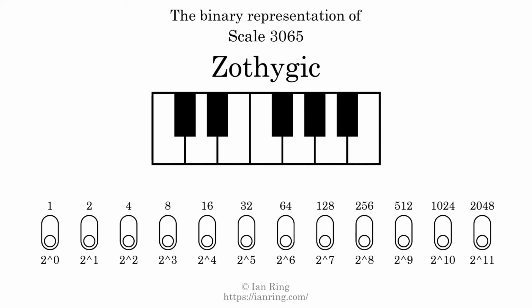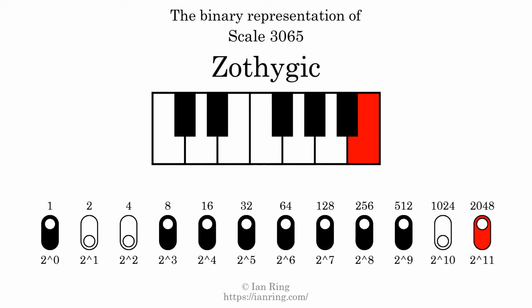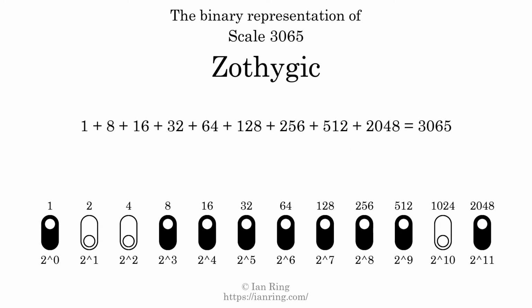The binary representation of this scale is determined by mapping tones of the scale to binary digits. Each binary digit represents a power of 2. To get the scale number, we add the powers of 2 together. The powers of 2 that are present in the scale, all added together, equals 3065. That is why the scale number, in decimal, is 3065.